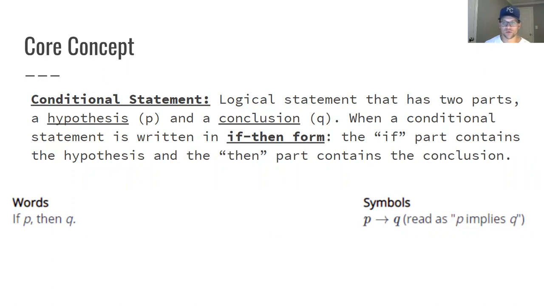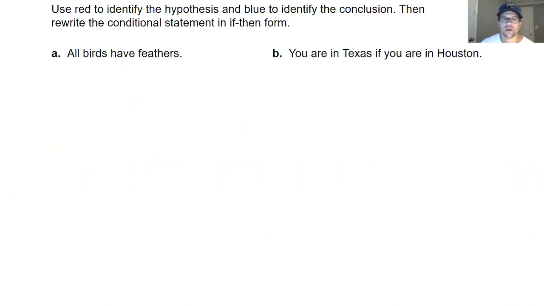So if you see it written in words, if P then Q, where P is your hypothesis, then Q is your conclusion. You can also see it as symbols, P with an arrow drawn towards Q, and that reads as P implies Q. If P, then Q. Okay, so just being able to identify within these statements what the hypothesis and what the conclusion are, and then rewriting the conditional as an if-then statement.